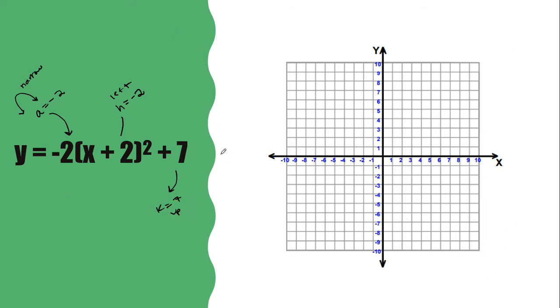So let's graph some points. Well, a point. I know that it has a vertex at (-2, +7). Here's my vertex at (-2, +7). I also know that this is going to be a downward facing parabola. And so I need to find another point on my line.